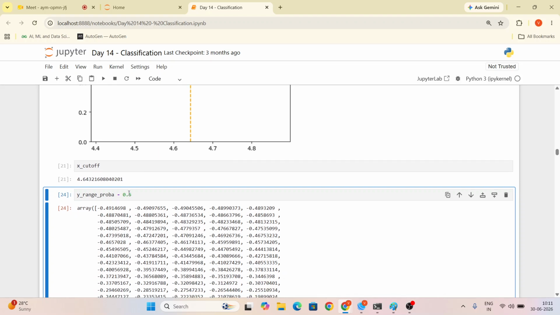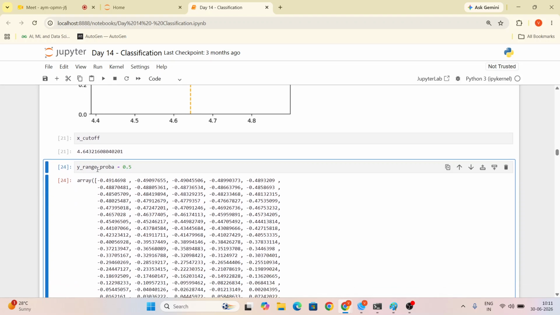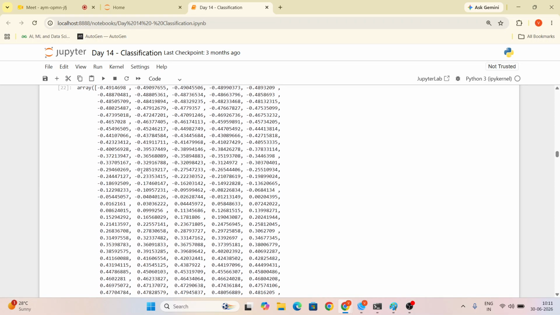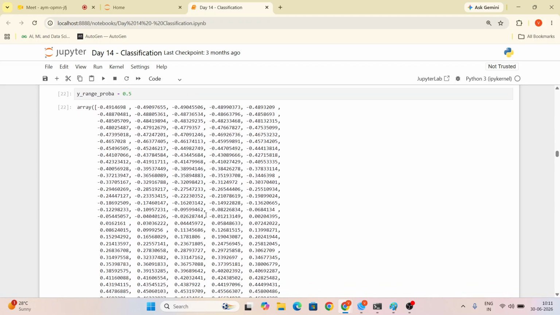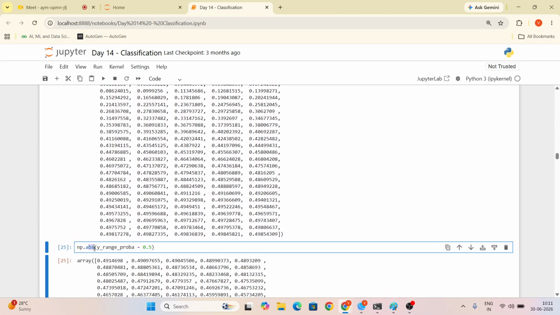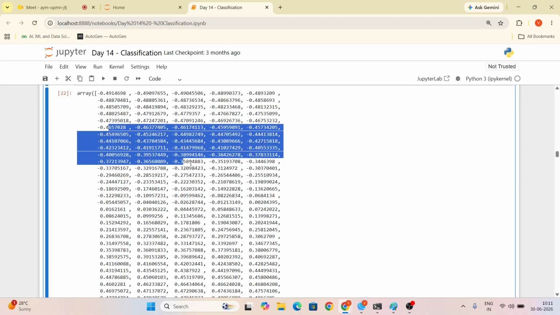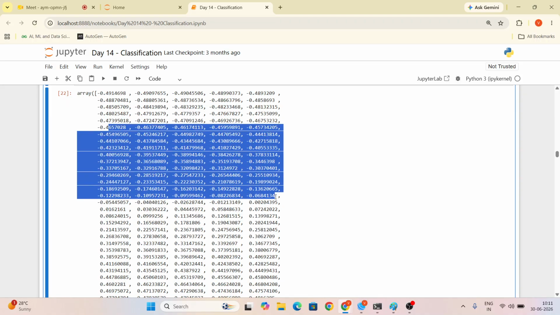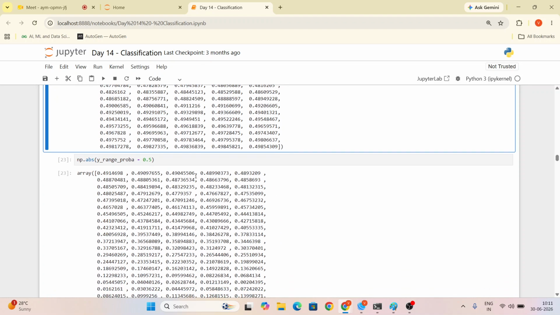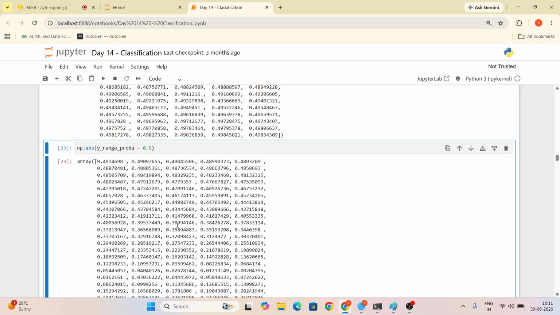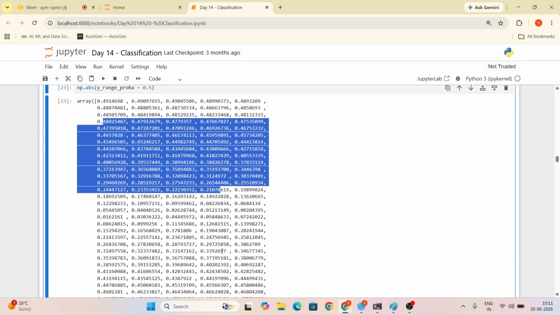Okay. So you people are dividing the probability: y range probability minus 0.5. Now you are getting a minus value. If you use the absolute function, it automatically removes the negative value, right? Here you have negative values, but here there is no negative value because we are using the absolute function.